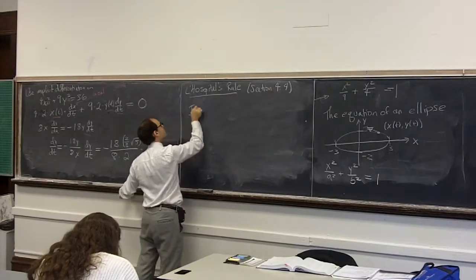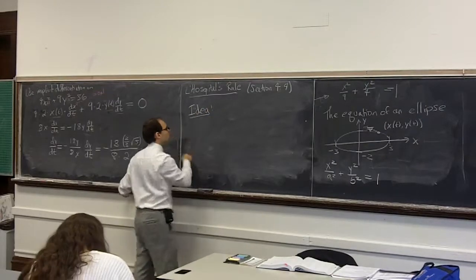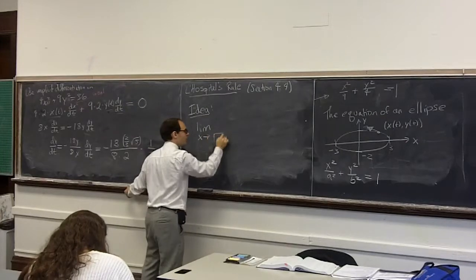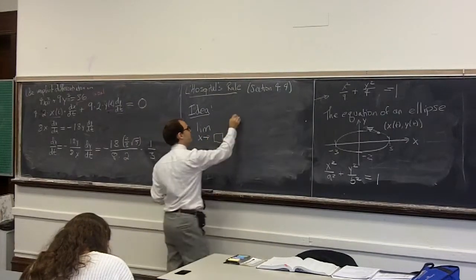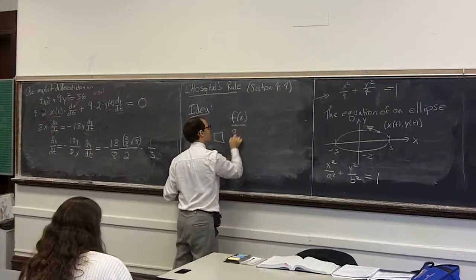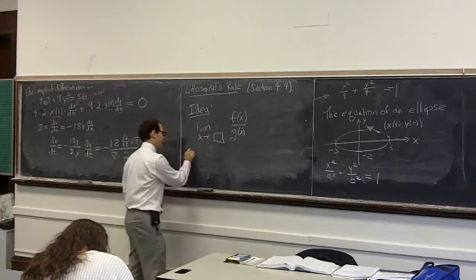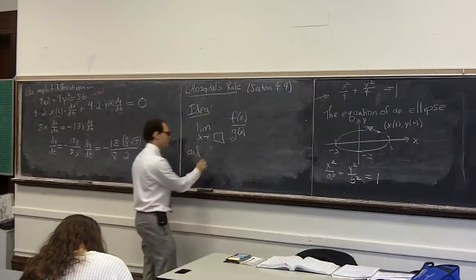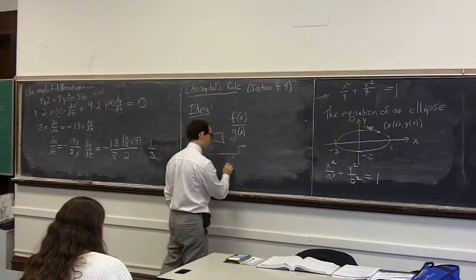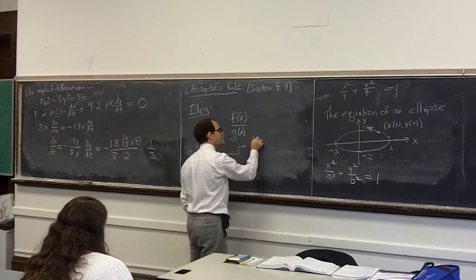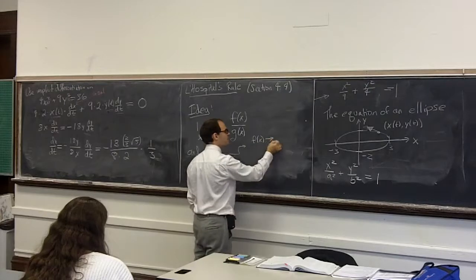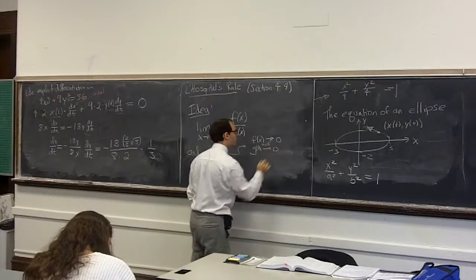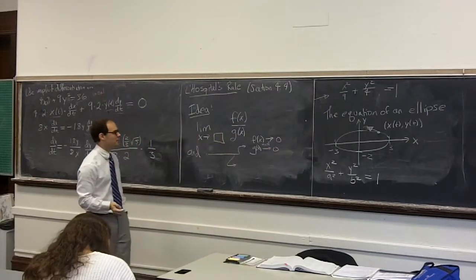Reminder of the idea. The idea is if you're asked to find the limit as x goes to something of f of x over g of x, and one of various bad situations happens, either f of x goes to 0 and g of x goes to 0. That would be like 0 divided by 0. That's kind of bad news.